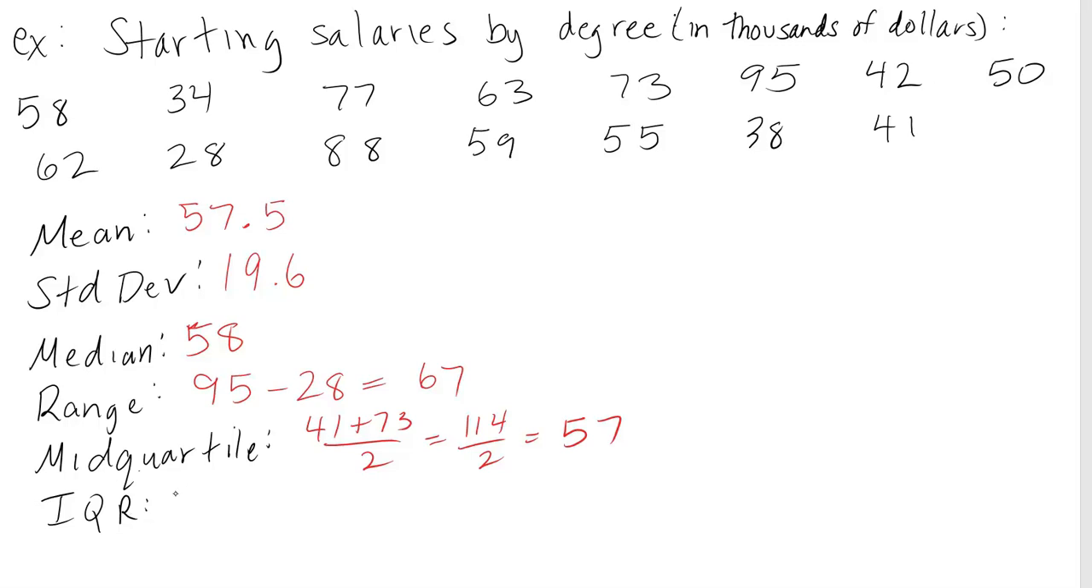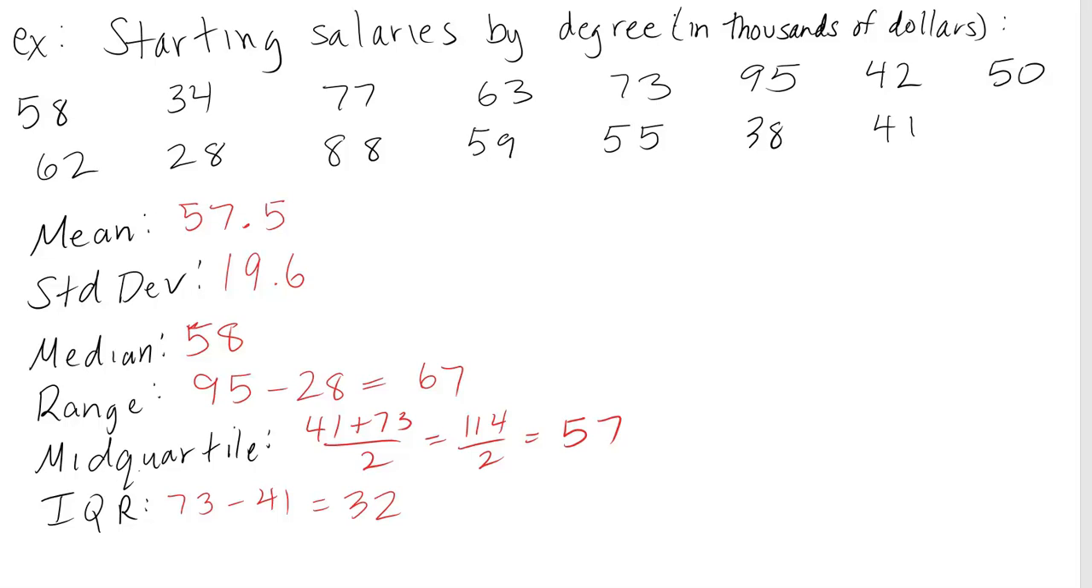And the IQR is the difference in those. We always do the bigger minus the smaller. So Q3 minus Q1. 73 minus 41 is 32. And that tells us that the middle 50% of the data is spread out by about 32 units. Comparing that with the range, it's about half of the range, and so the data seems pretty evenly distributed. Again, indicating that maybe there's some symmetry to this data set.